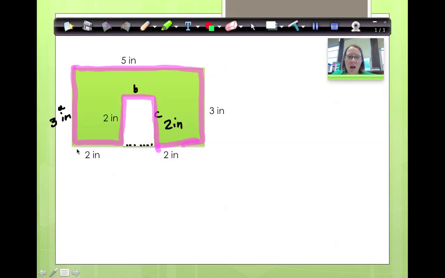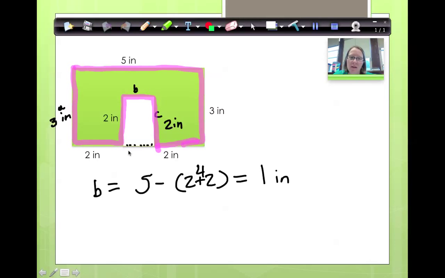Well, I know part of this one and I know all of this one. So if this has to be 5, we're going to solve for B. So B is one we don't know. We can take 5. If we add these two together, we can take this amount from here and find out what's left, right? Okay, so we're going to do a takeaway problem. Okay, but I'm going to add these up together. 2 plus 2, and we're going to find out what that is. This is really 4. 5 take away 4 is 1 inch. So this is going to be 1 inch.